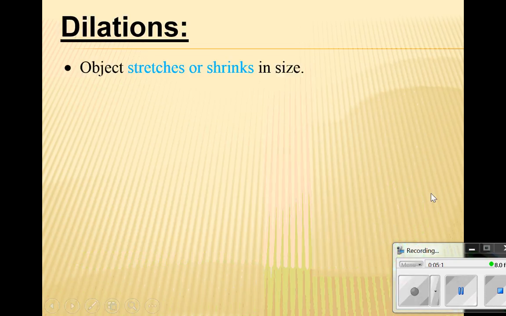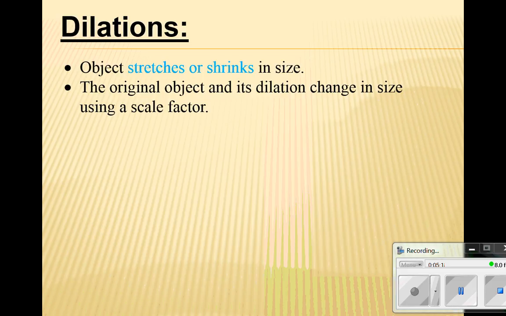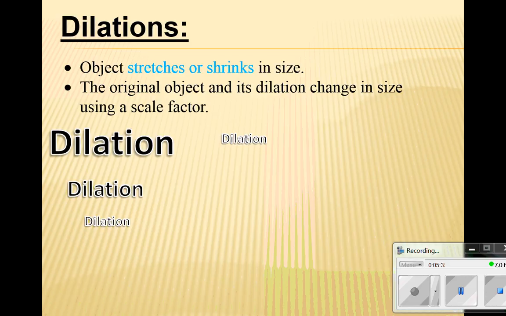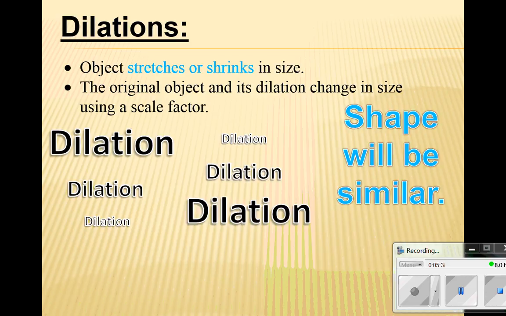Dilations is the last one we're going to look at, and it's when the object stretches or shrinks in size. So the size is going to change now. In the original object and its dilation, they do change in size, but it's a specific size. There's going to be a scale factor involved. You're going to have to use that scale factor to determine how big or how small it's going to change. As you see, it can get smaller or it can get bigger. But the shape will not stay congruent because the size changes, and therefore the shape will be similar.